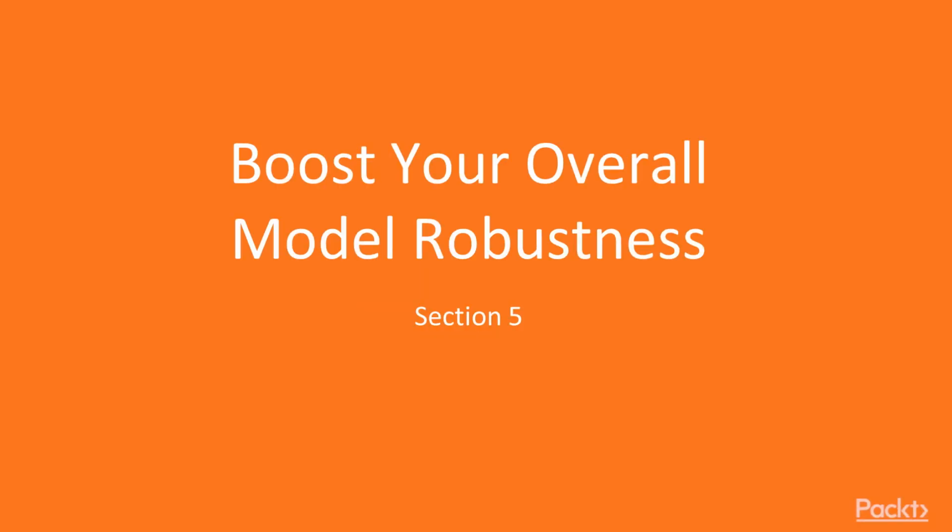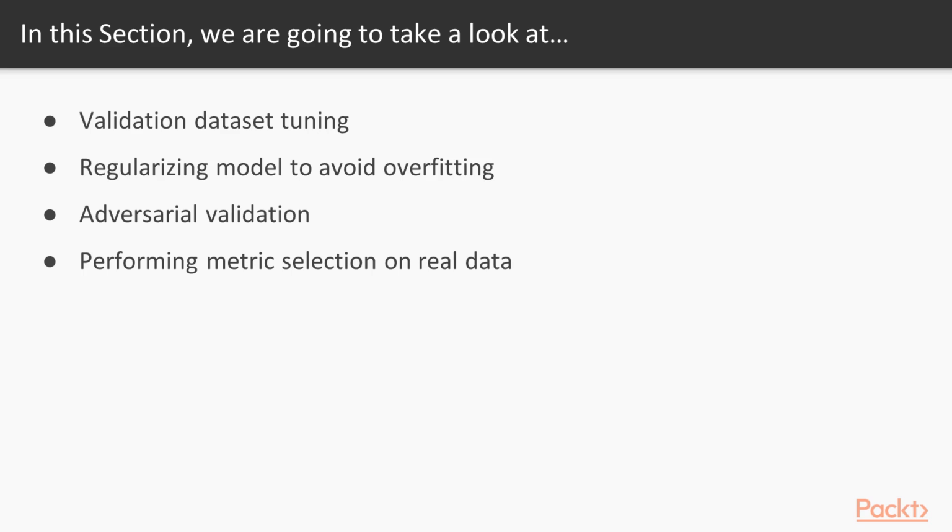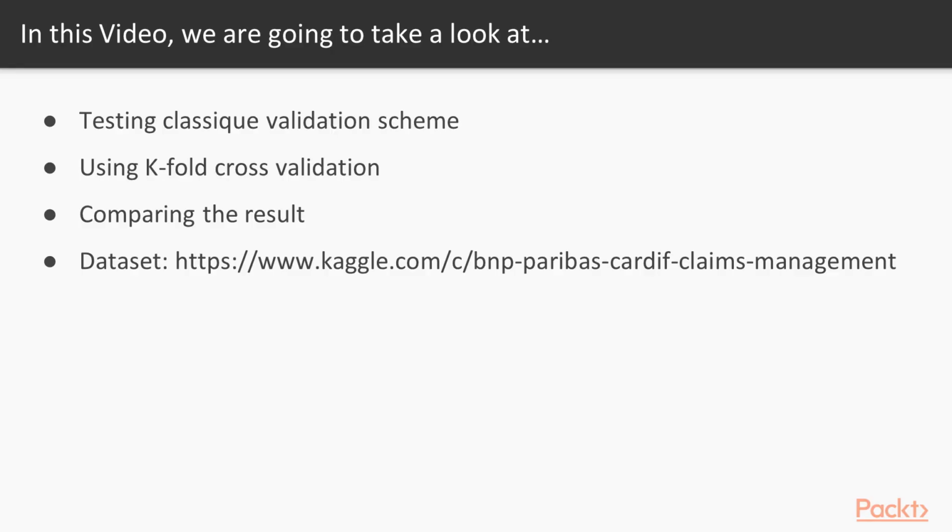boost your overall model robustness. In this section, we will talk about validation dataset tuning, regularizing the model to avoid overfitting, adversarial validation, and in the end, we'll perform metric selection on real data. In this video, we'll test a classic validation scheme. We'll use k-fold cross-validation, and then we'll compare the results.